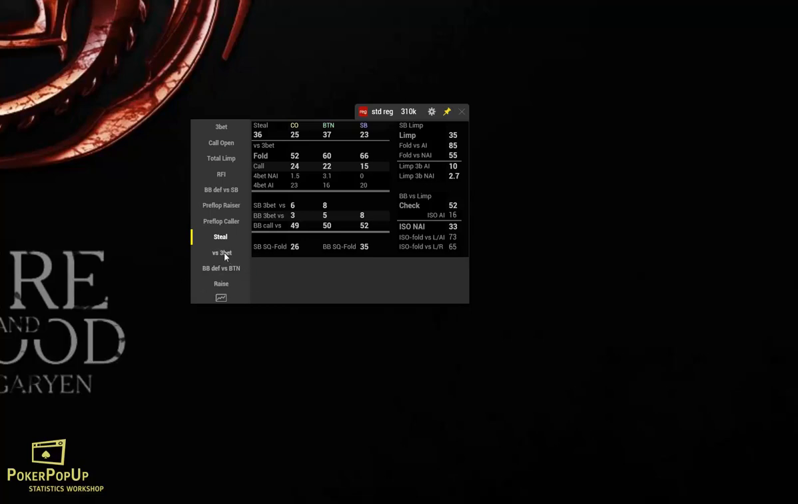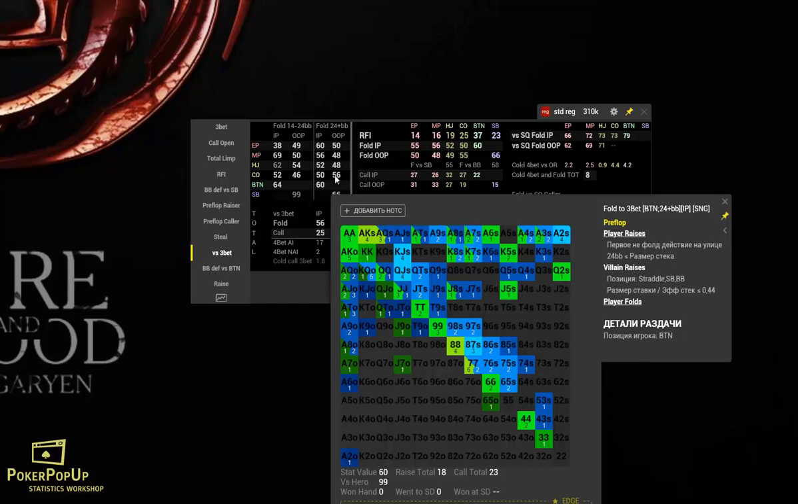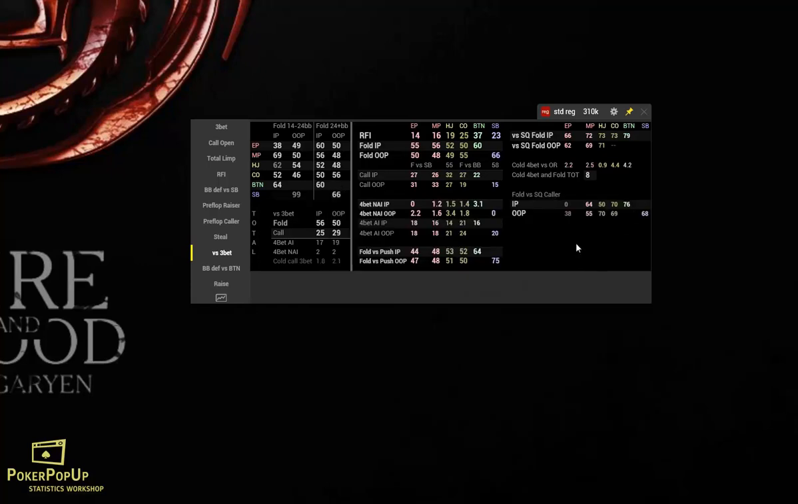Below we have a detailed pop-up versus 3-bet, non-all-in open raises, reaction to 3-bet in position, out of position, 4-bet all-in, non-all-in, very detailed, split by stack size, folds versus squeeze, in position, out of position, fold to squeeze as caller, this block, very much fine-tuned. You can see all the versus 3-bet stats here.